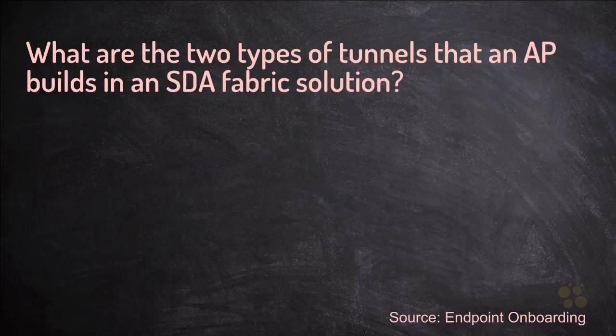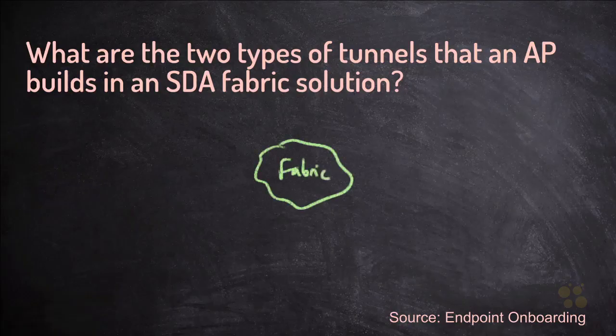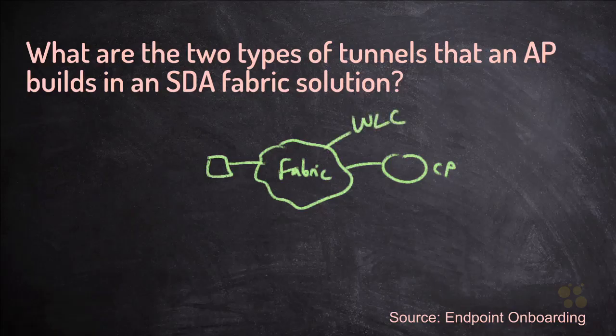Next up, what are the 2 types of tunnels that an access point builds in an SDA fabric solution? Well, if we remember our network where we have the fabric here in the middle, and then we have a switch attached to that fabric, we have the control plane node over here, and we have a wireless LAN controller hanging out somewhere on the underlay. So next we attach an access point.